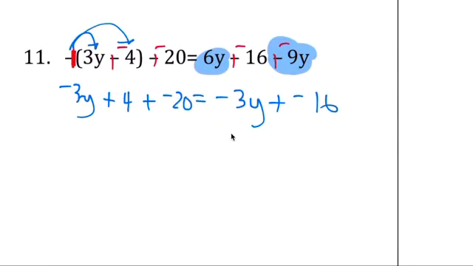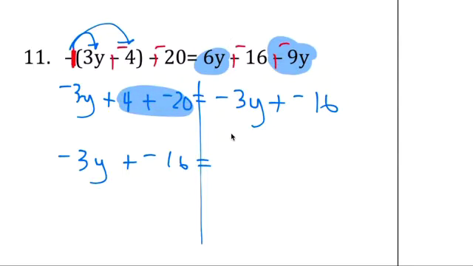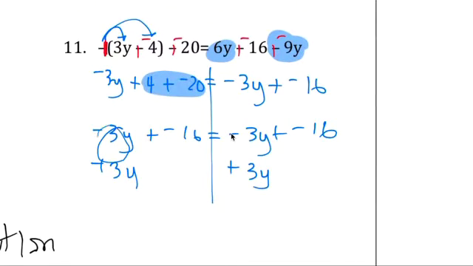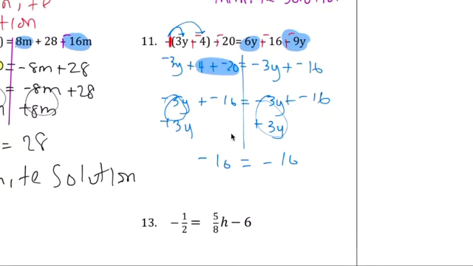And then combine on this side, you can combine these as like terms. You get negative 3y plus negative 16 equals to negative 3y plus negative 16. And then add 3y, you get 0 there, negative 16. Oh, this again is infinite solution.